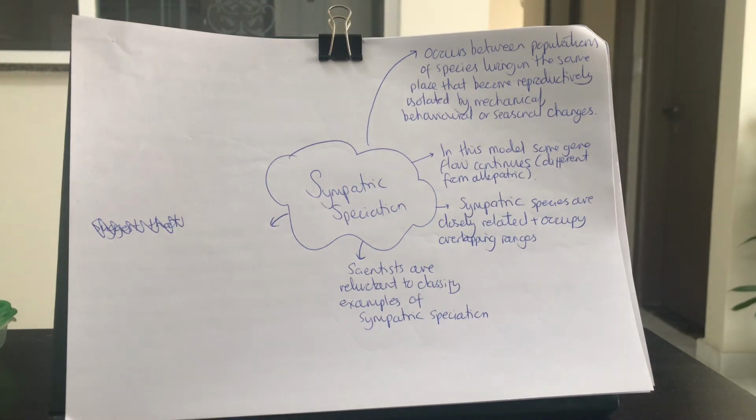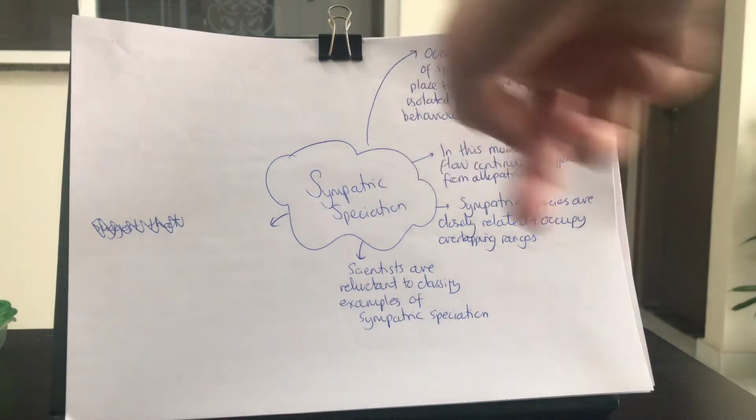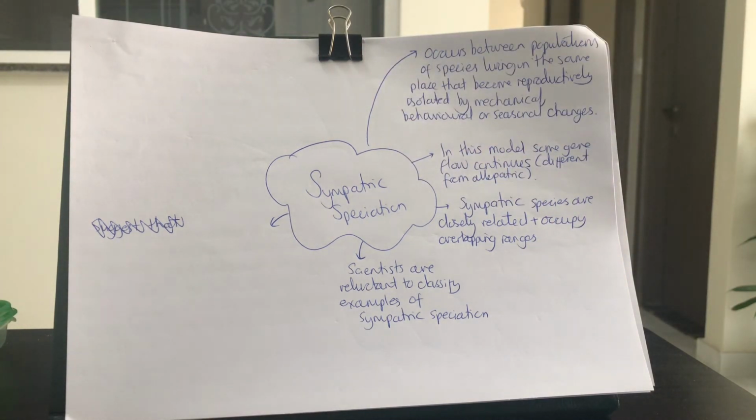As a result of this, your sympatric species are actually closely related and they occupy overlapping ranges. Now, unhelpfully for you guys in terms of getting an idea with an example, scientists are actually reluctant to classify examples of sympatric speciation. Unlike allopatric, where I could say think of marsupials, think of Darwin's finches, scientists are reluctant to give you an example of this, I guess because it's hard to classify. So for now, it's perfectly acceptable just to have this definition in your head of what it is and how it is different from our allopatric version that we looked at.